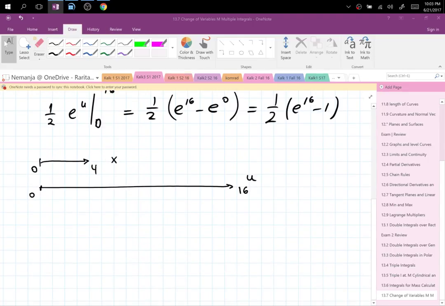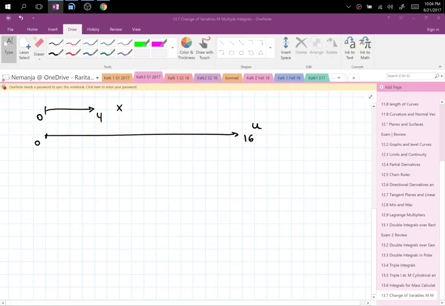So we first have to learn about changing the region, and that is the only thing that I wanted to talk about tonight. We have these transformations where we are transforming the region, and then tomorrow in class we're going to put all of this together into problems. So let's transform the region.